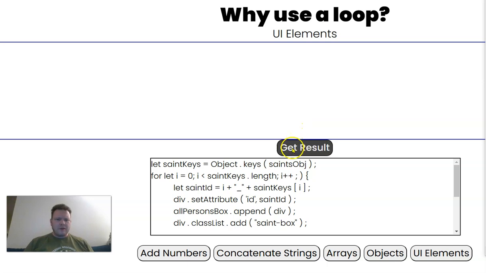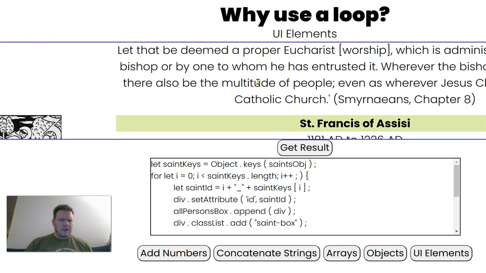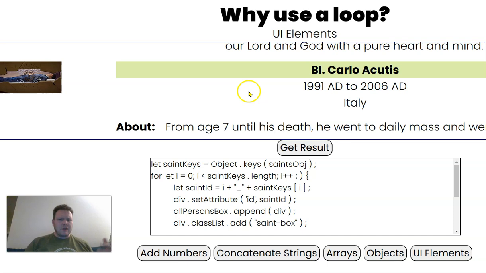So let's click on the button, and now we have St. Ignatius of Antioch. I can scroll down. We have St. Francis of Assisi, and then last we have Blessed Carlo Acutis from Italy, who may become a saint in 2025.